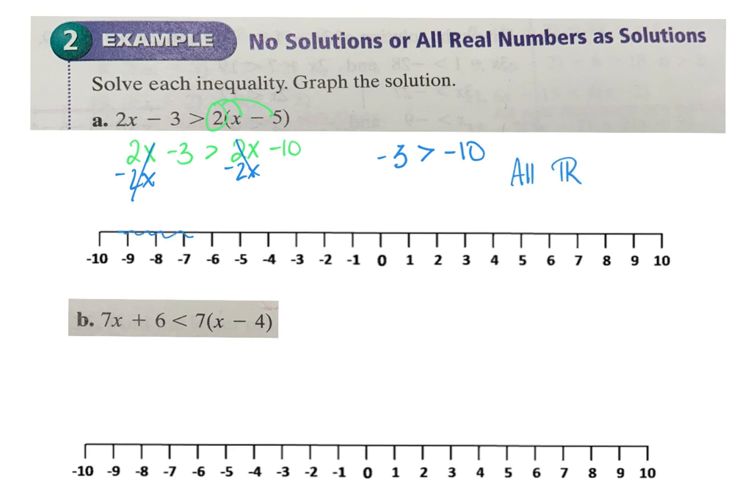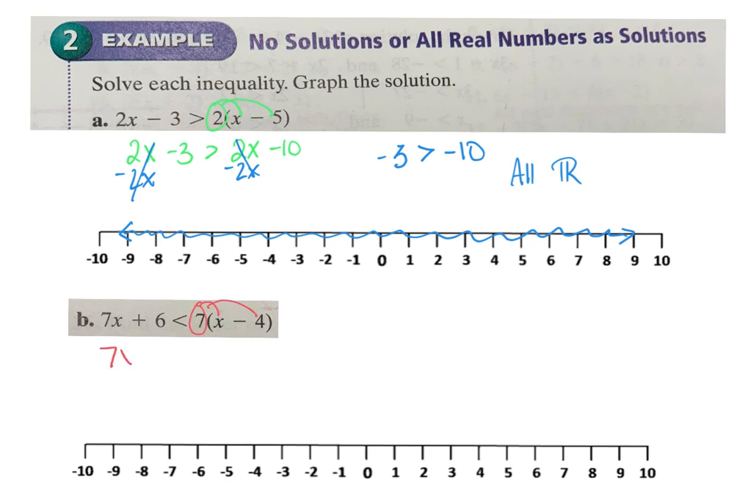And then my whole number line is actually shaded. I can just shade it, arrows on both ends, the entire number line, because it's going to work for any number that you put in there. Meaning I could pick any number from -infinity to +infinity and plug it into this inequality and it will be true.